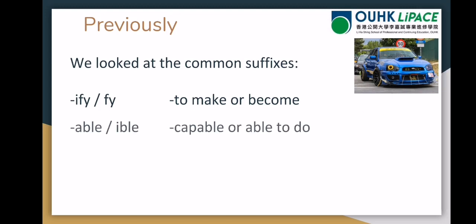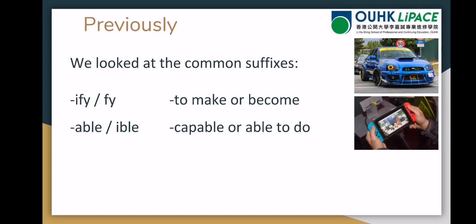Then next we looked at words that end in able or ible, and this means capable of doing something or able to do something. So we looked at portable, means it's easy to carry around, flexible, easy to flex or bend, words like that. And then lastly we looked at words that end in ous, and these mean they are full of something or have a certain quality.